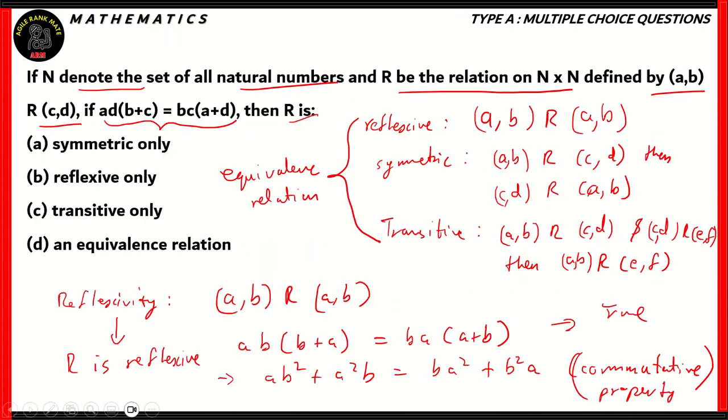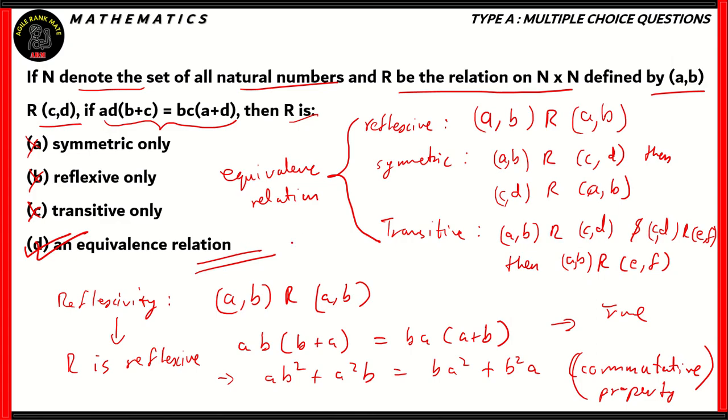Okay? Now let's check for whether R is transitive or not. Now you could skip that. Since we know that it's both symmetric and reflexive, all three of these options would be incorrect, because A says symmetric only, but we know that R is reflexive. B says reflexive only, but we know that R is symmetric. C says transitive only, but we know that R is both reflexive and symmetric. So we're pretty sure that option D is the correct answer.